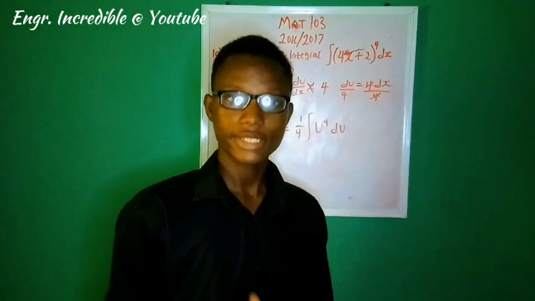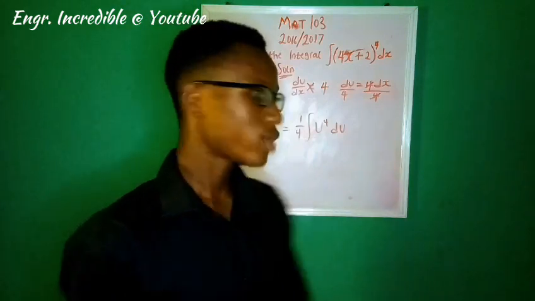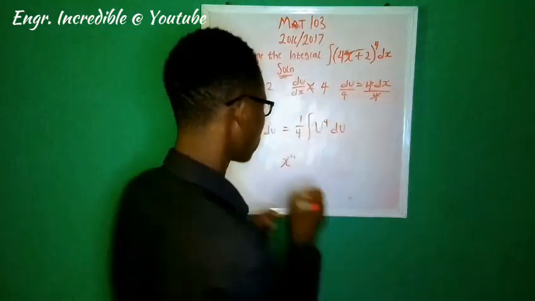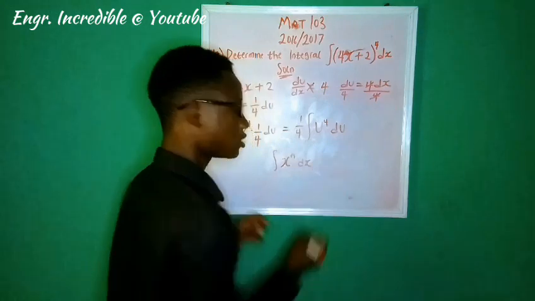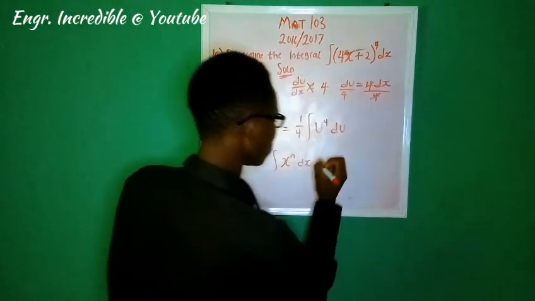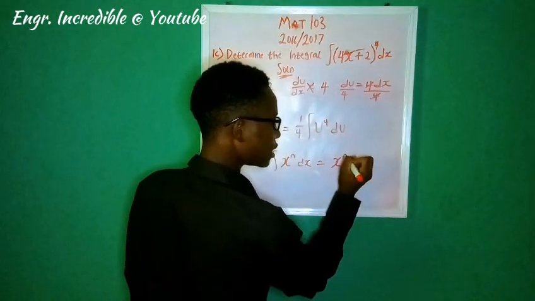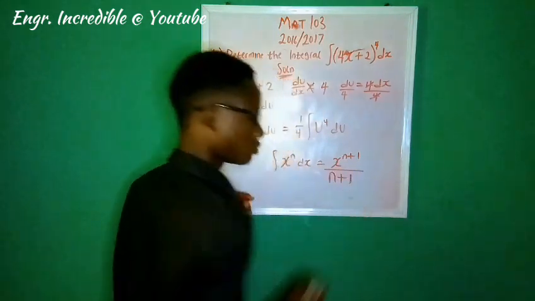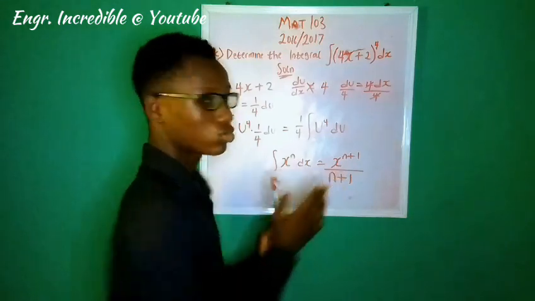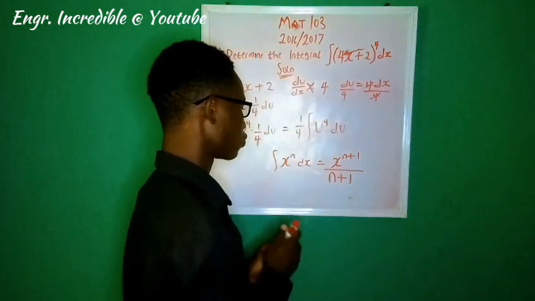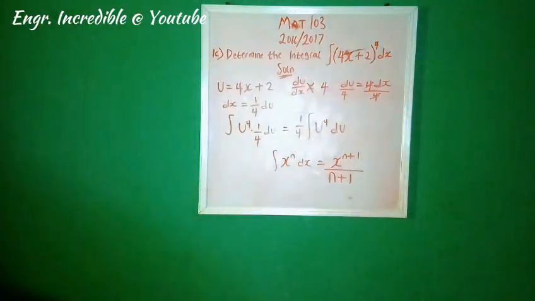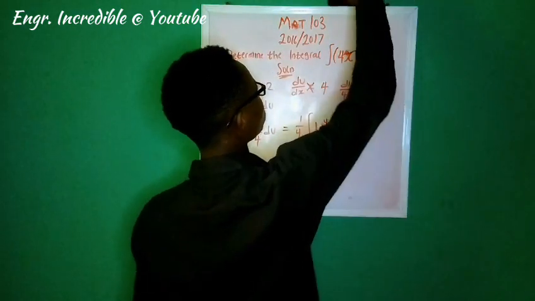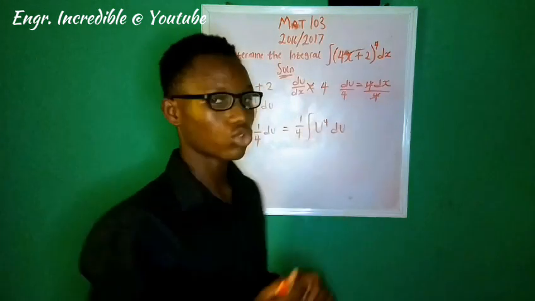Now for those that are not familiar with integration, here is how you integrate. Imagine we are given something like x raised to power n. Then we are asked to integrate x raised to power n dx. This is how we are going to be integrating it. It is equal to x raised to power n plus 1 divided by n plus 1. So that is how to integrate. That same thing is what we are going to be doing here, the same thing for u raised to power 4.